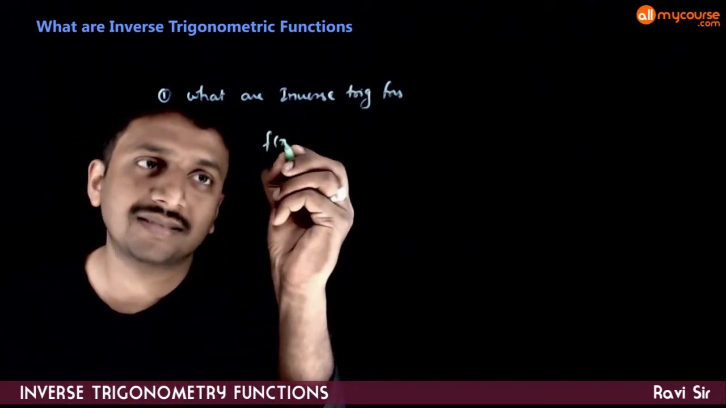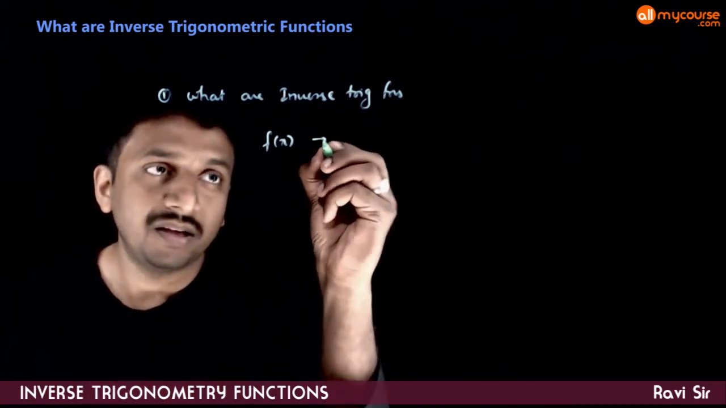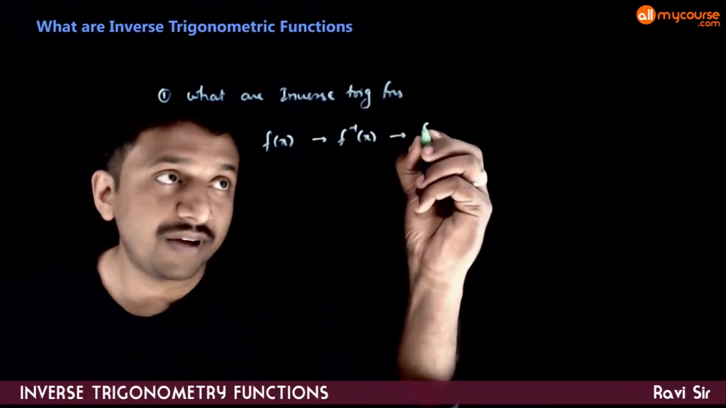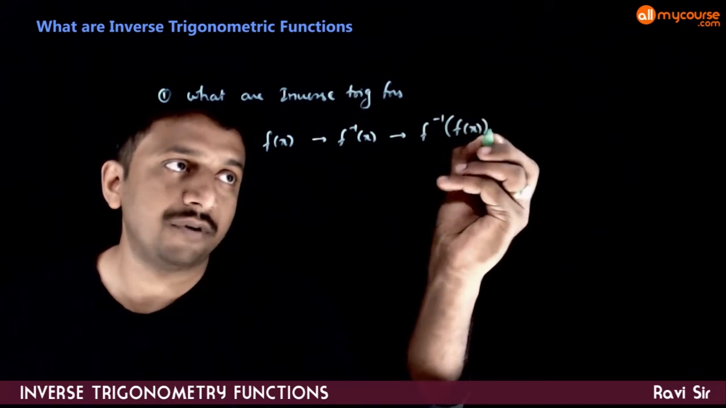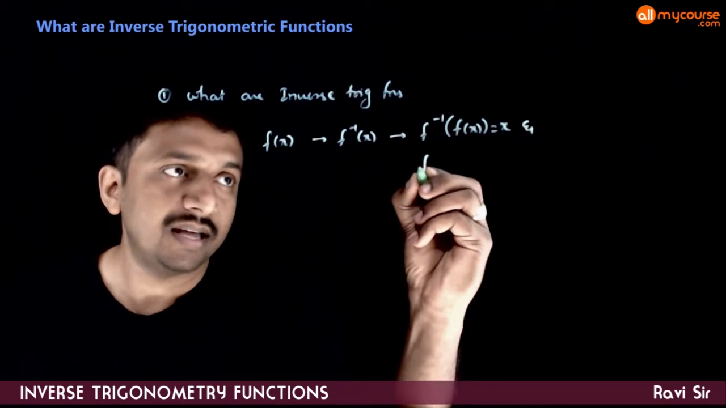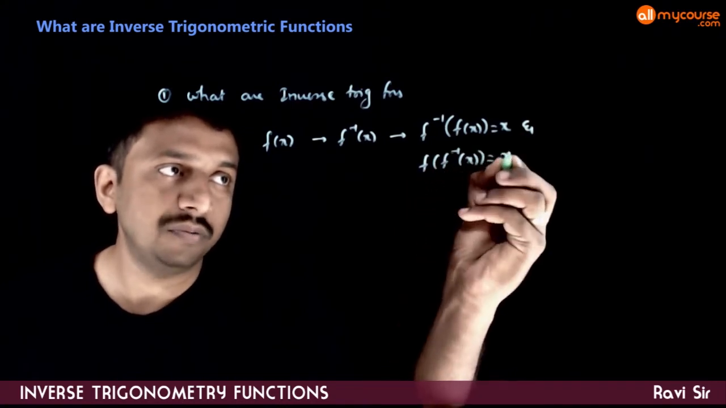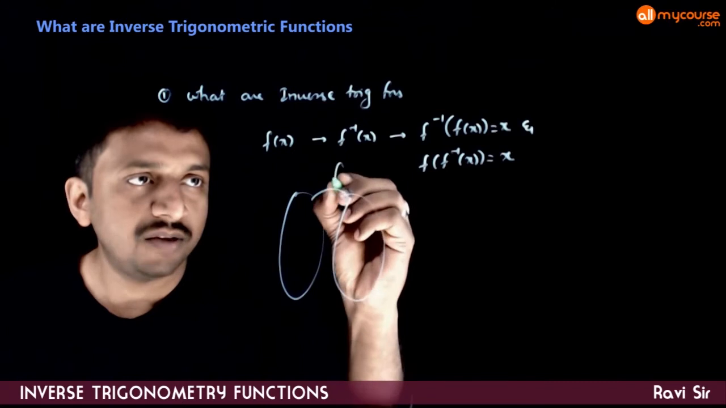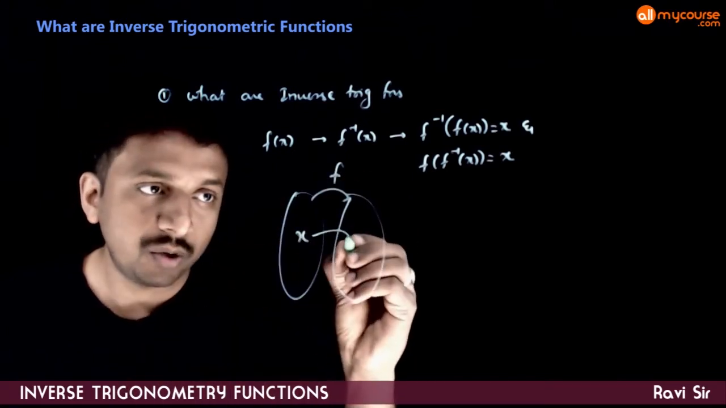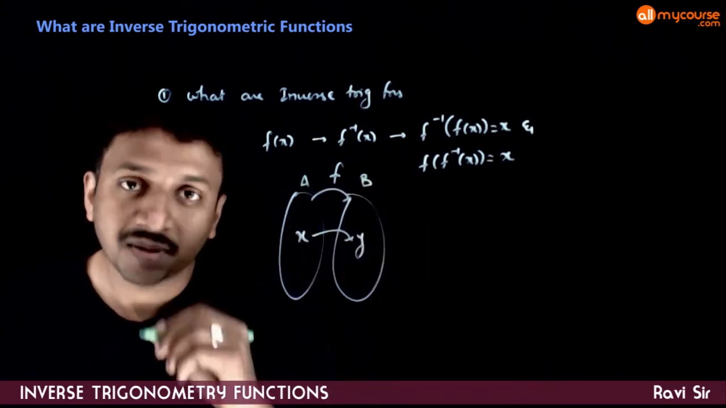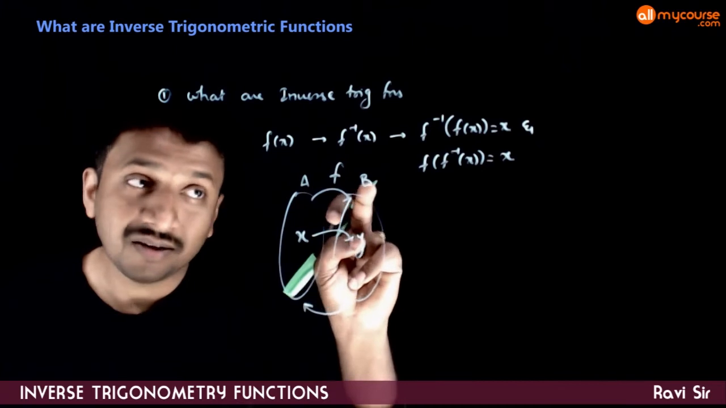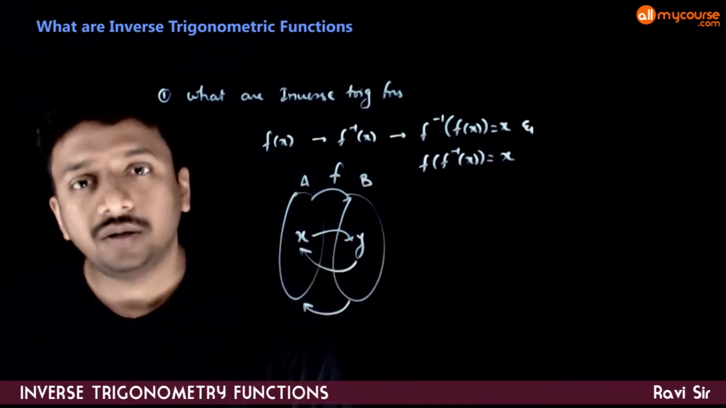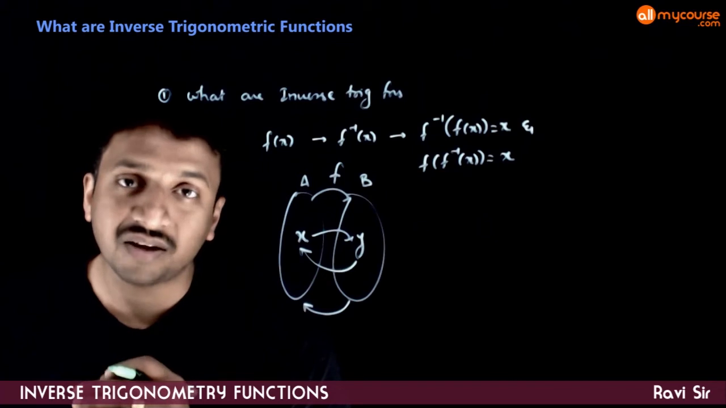So if f of x is a function, f inverse of x is a function which satisfies the condition f inverse of f of x is equal to x and f of f inverse x is equal to x. That is, if f connects an element x in the domain to an element y in the codomain, f inverse is defined from the codomain of f to the domain of f, and it brings back y to x. This is the definition of inverse function.